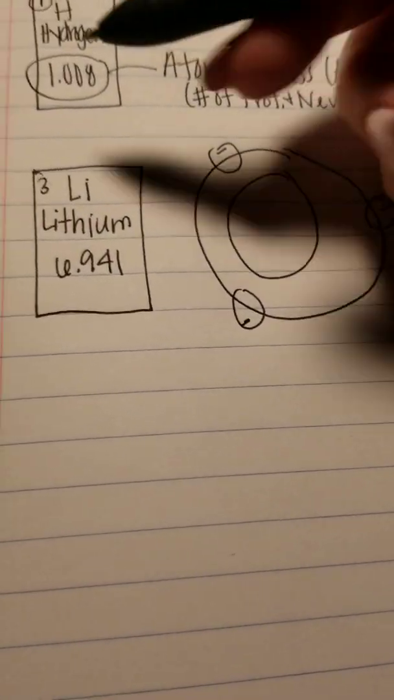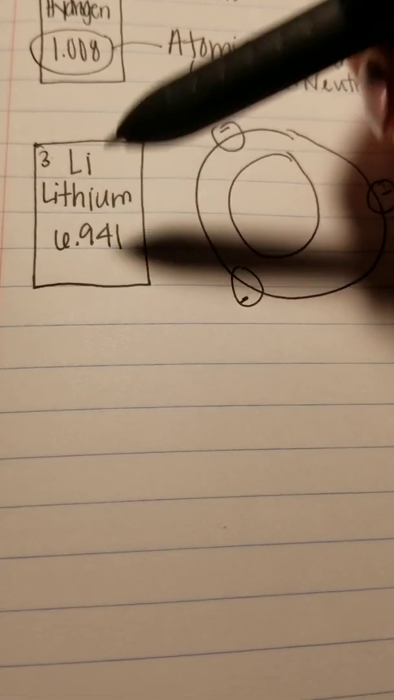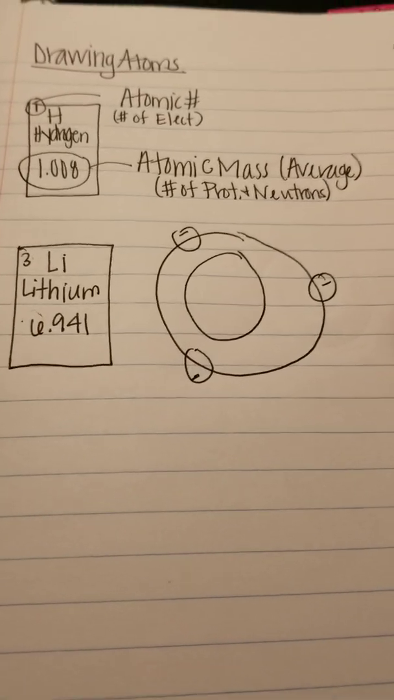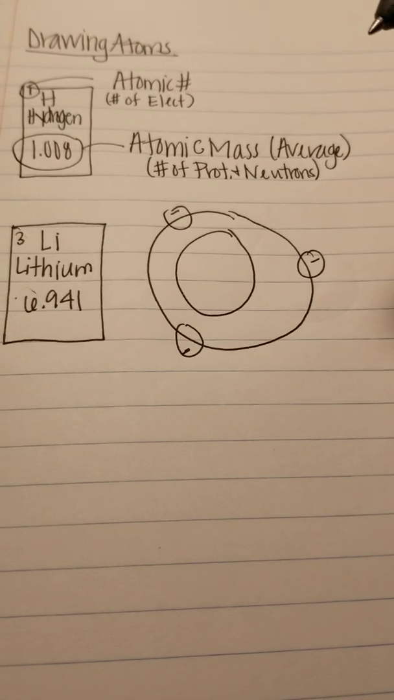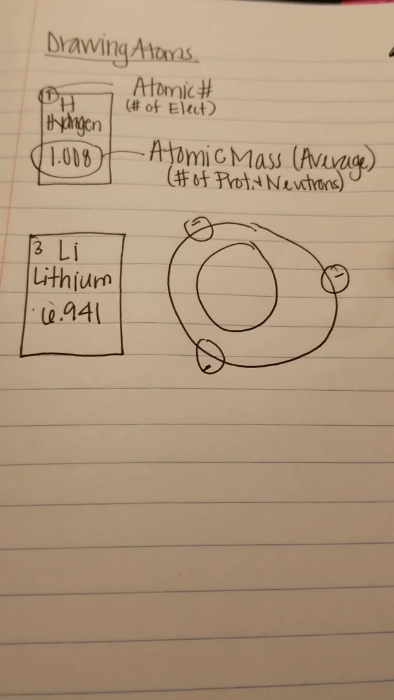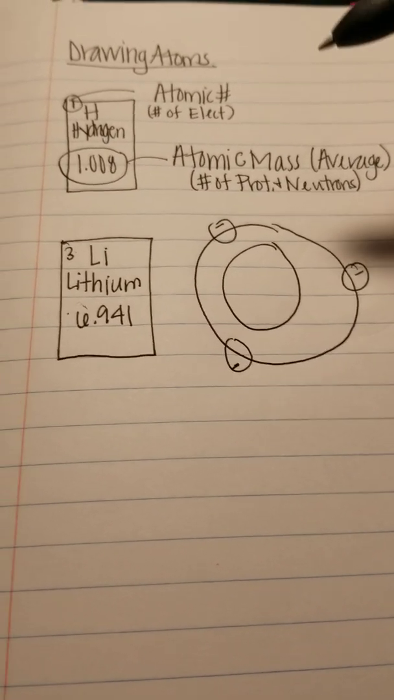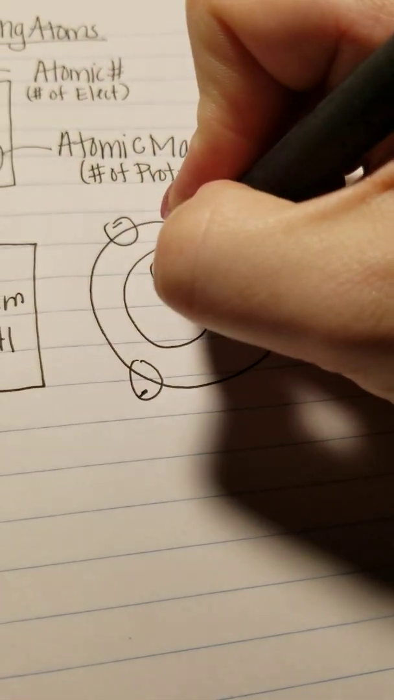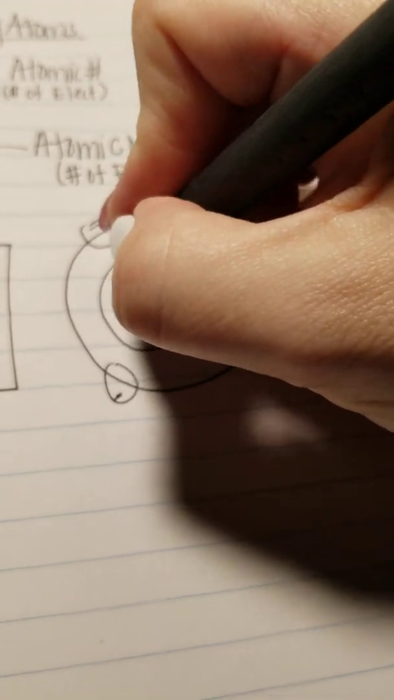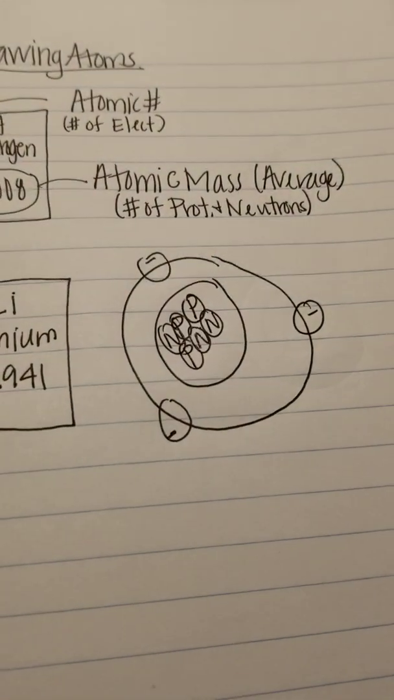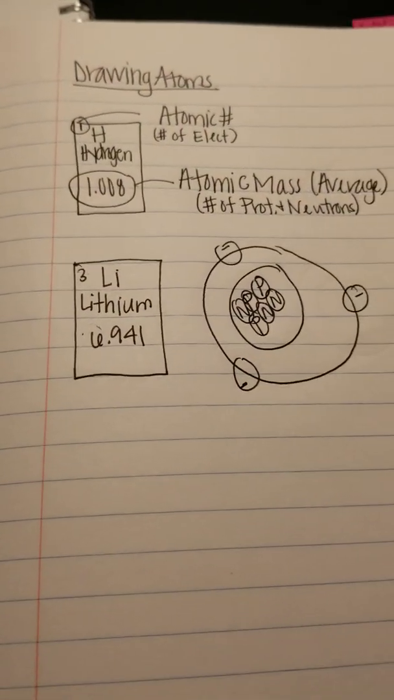All right, so it says 6.9. It's almost 7, but we're just going to look at the whole number. So it's 6. That means I have to have 6 total circles, and I have to split it between 2. So 6 divided by 2 is 3. So I need to have 3 protons, 3 neutrons. And that's it. That is a lithium atom.